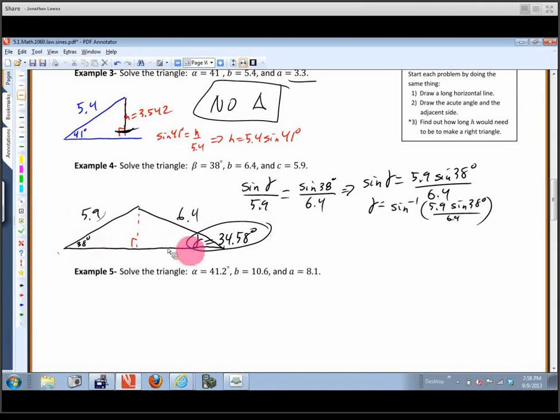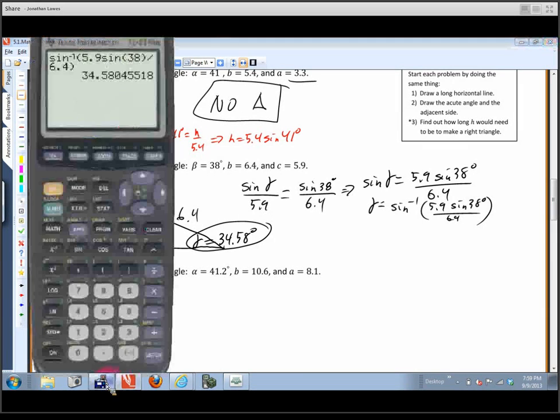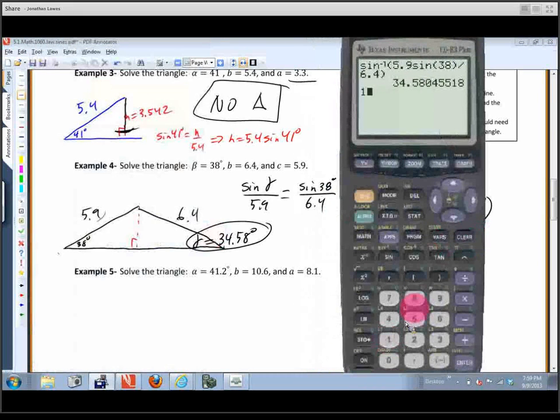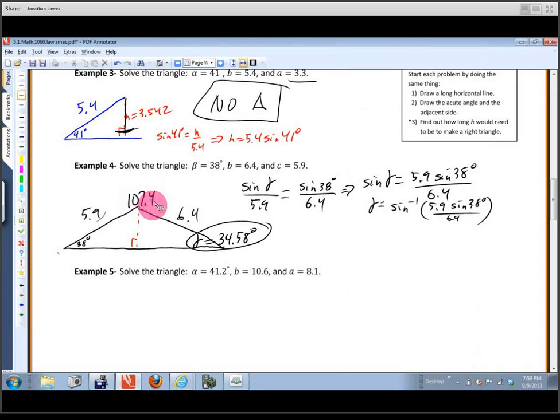I can do this one by subtraction. That would be just fine. I probably would want to make sure that I do that on the calculator. So let's do 180 degrees, and then we'll subtract 38 degrees, and then we'll subtract that last answer right there, so I don't get any rounding or anything like that. So I get 107.42 degrees, okay? And that matches up there. And now I need to find this one right here.